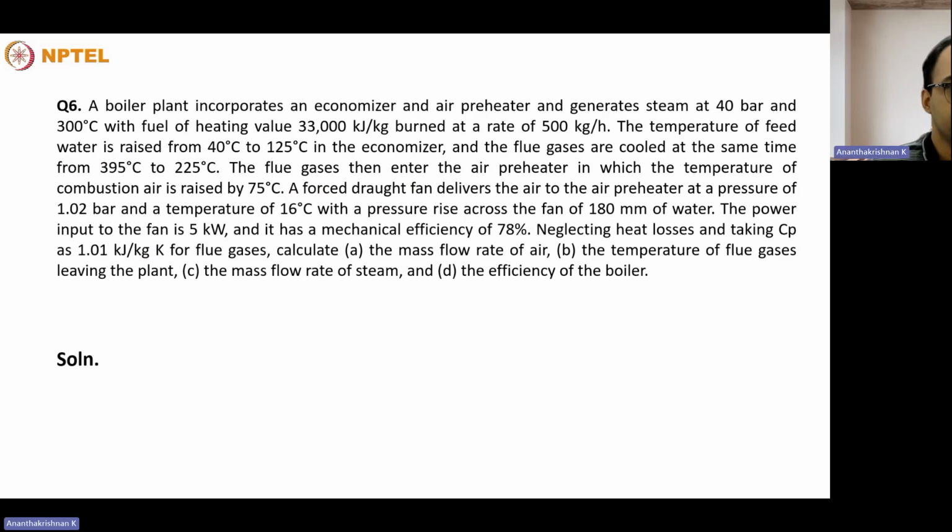Now we can switch to a numerical problem. So I'll read through it.